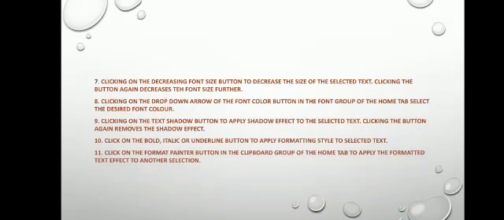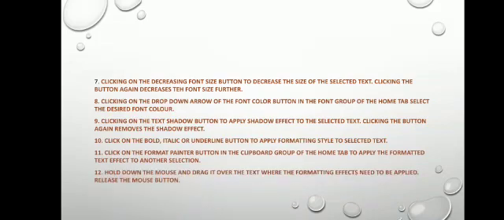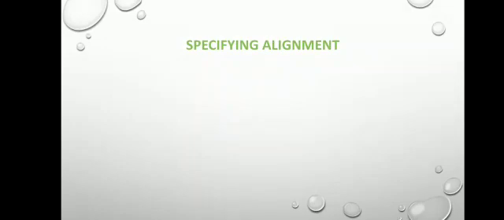Click on the Format Painter button in the clipboard group of the Home tab to apply the formatted text effect to another selection. So these things also we have discussed in our chapter number 3 in advanced features of Microsoft Word. Just you have to follow those steps also. Hold down the mouse and drag it over the text where the formatting effects need to be applied. Release the mouse button. Next, specifying the alignment.